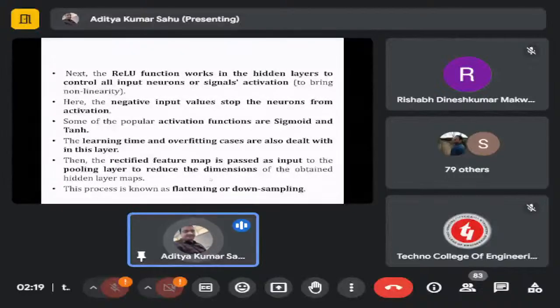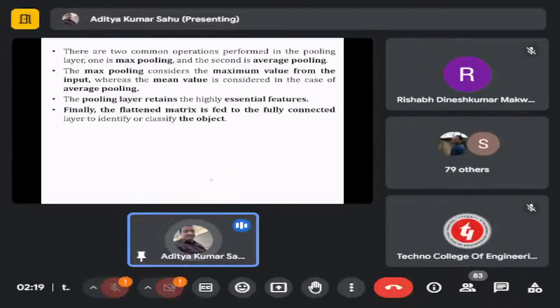Next, the ReLU function works in the hidden layer to control all input neurons. The negative input stops the neurons from activation. Some popular activation functions are sigmoid and tanh. Then pooling, a process known as down sampling. We also have max pooling and average pooling methods. The pooling layers return highly essential features. Finally, the flattened matrix is fed to the fully connected layer to identify or classify the objects.